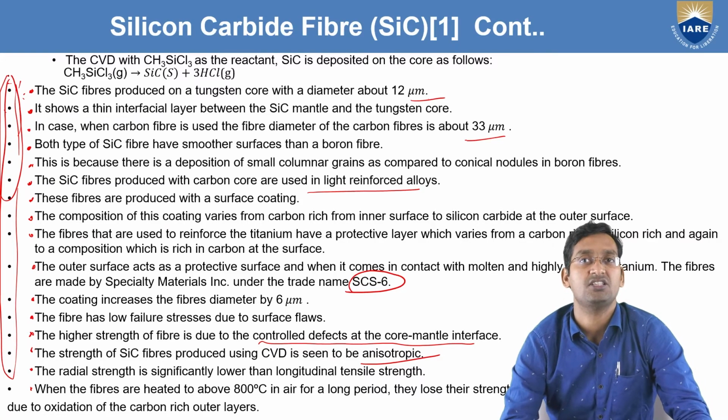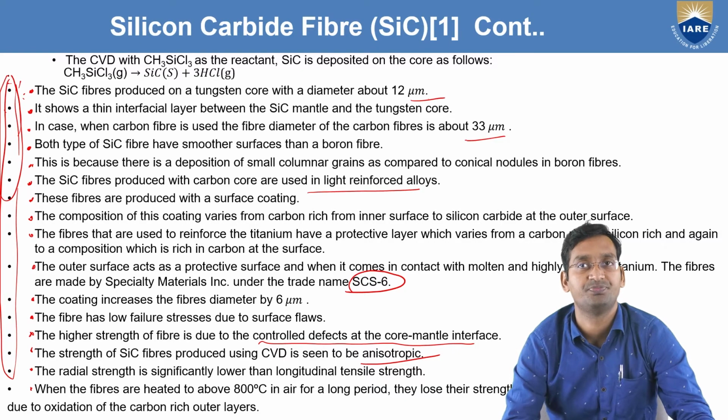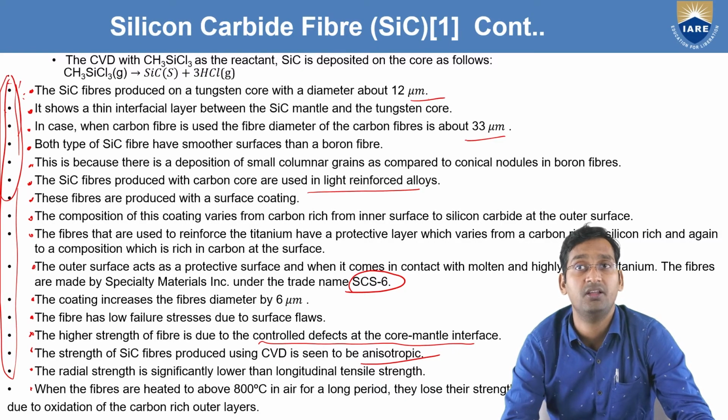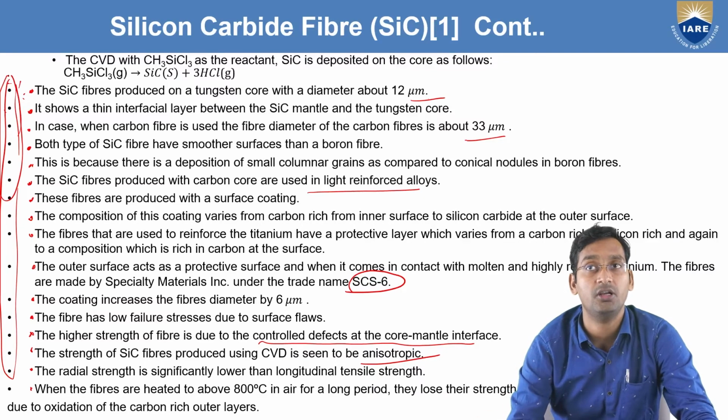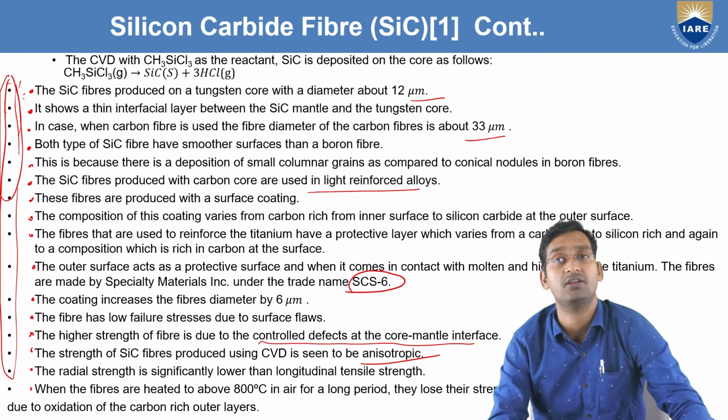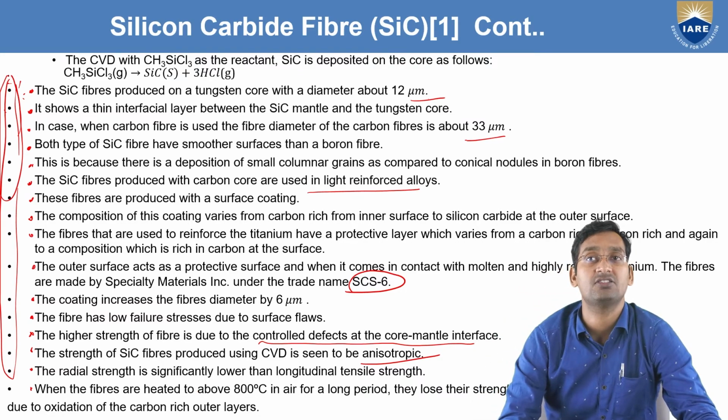When the fibers are heated to about 800 degrees Celsius in air for a long period, they lose their strength due to oxidation of the carbon-rich outer layer. As we have seen, the carbon-rich outer layer is there, so once it is heated, it gets oxidized, and once oxidized, it starts losing its strength.